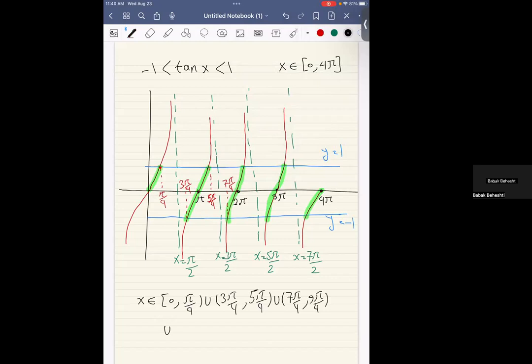And then from 11 pi over 4 to 13 pi over 4. And then the last one is 15 pi over 4 to 4 pi. But you have to include 0 and 4 pi. No, because we begin from 0. This is exceeding. You begin from 0 and end at 4 pi.